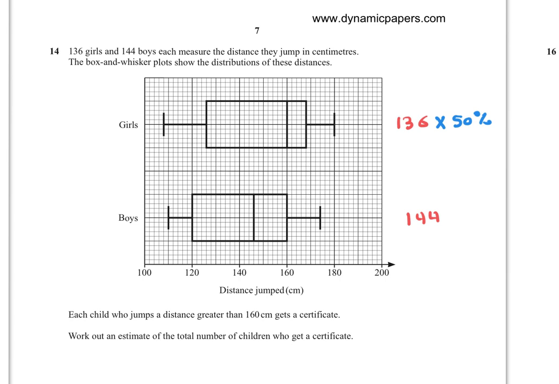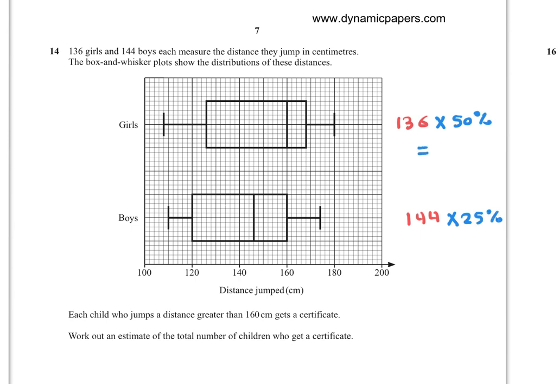For the boys, 160 is the upper quartile. The upper quartile, we have 25% after the upper quartile and 75% below the upper quartile, or before the upper quartile. So this region represents 25%. So to find the number of boys who jump more than 160, 25% multiply the total. So multiply 144 by 25%.